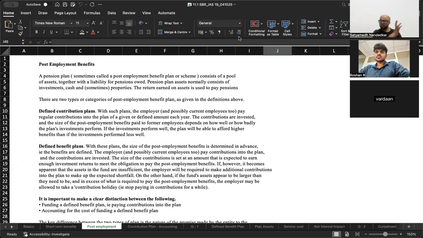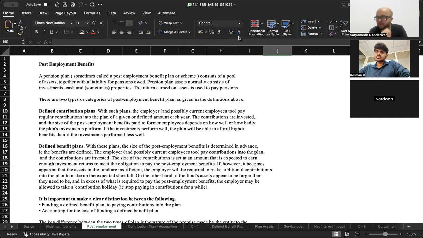Your employer will also contribute a similar amount. That money will keep on getting accumulated each year, and then at the end, when you retire, that entire lump sum will be given to you. That is your provident fund. That is basically to take care of your retirement. Now, this is basically what post-employment benefit is all about.